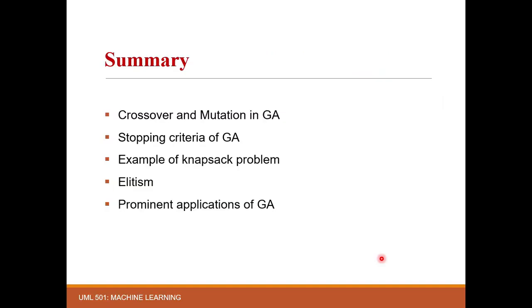These are some of the topics that we have learned today. First is crossover and mutation: how to perform the crossover of parents and how to mutate, or flip, a bit of an offspring produced by the crossover. Then the stopping criteria, because if there is no stopping criteria, this program will go into an infinite loop, which is not going to benefit us. We have also explained an example of the knapsack problem. Then we discussed elitism, and last we discussed some of the prominent applications of the genetic algorithm.